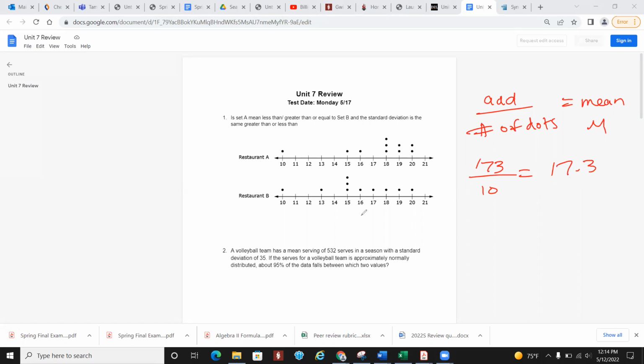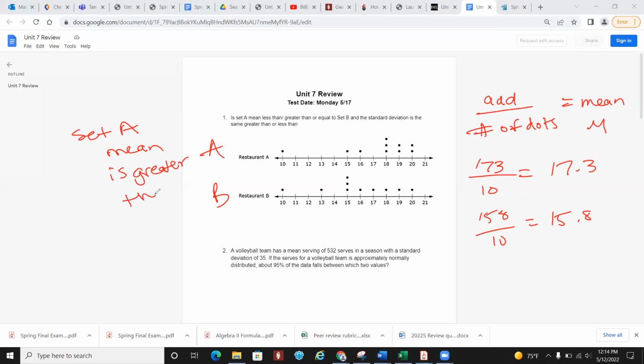On the second one, you're going to add them all up and divide by how many there are. So 10 plus 13 plus 15 plus 15 plus 15 plus 16 plus 17 plus 18 plus 19 plus 20. And we're going to divide by 10. So that's 158 divided by 10, which gives us 15.8. So which one is bigger, set A or set B? Set A. Okay, so set A's mean is greater than B.